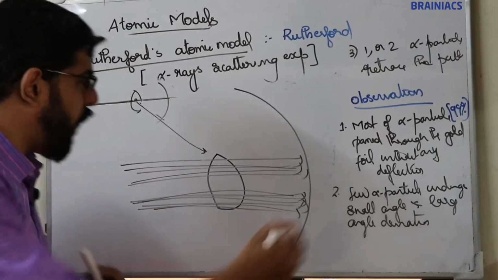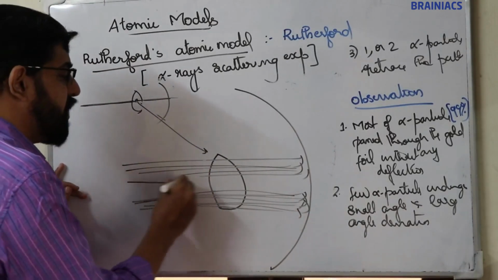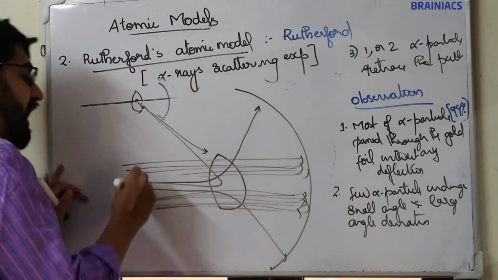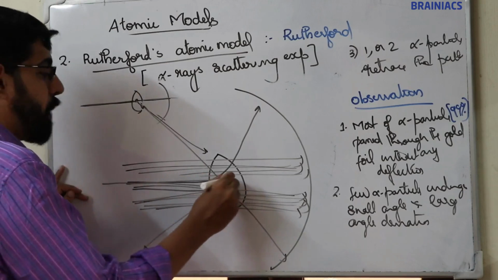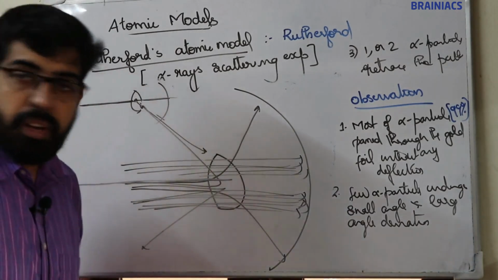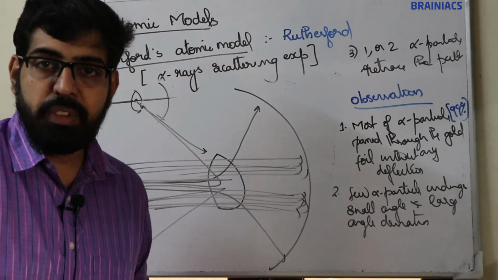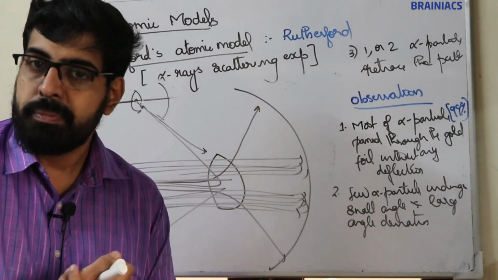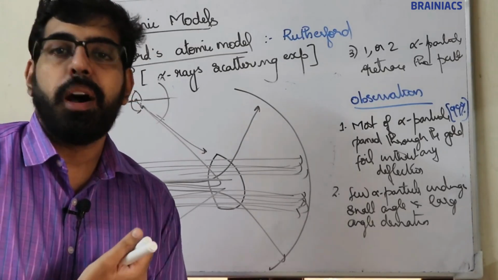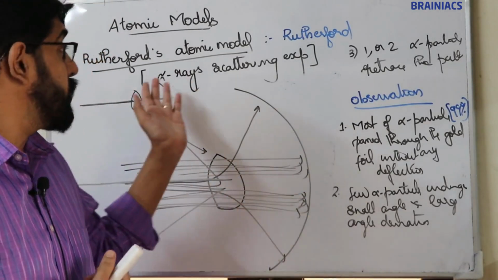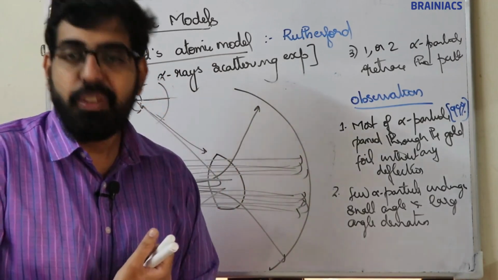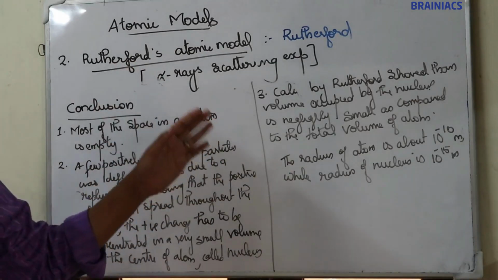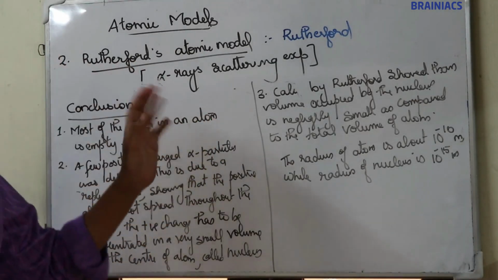Now a few alpha particles undergo small angle deviation, few alpha particles undergo large angle deviation, and 1 or 2 alpha particles retrace the path. These are the observations of the gold foil experiment, the alpha ray scattering experiment. I think it's clear. So now the conclusions of Rutherford after doing the alpha ray scattering experiment.